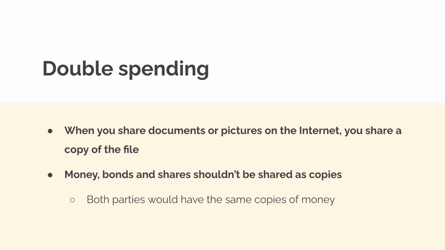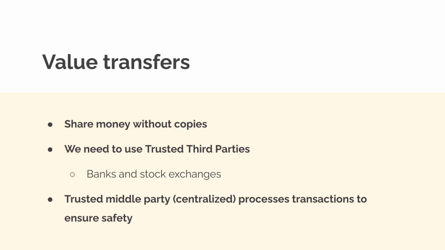How do we make a transaction without making a copy? Via the internet, if we want to share something else, we're making a copy. But how do we then share money without making a copy? Well, we can do what's known as a value transfer, which allows you to share money without making a copy. For that, traditionally, you need a trusted third party if you're not using a blockchain. These trusted third parties could be a bank or a stock exchange. This trusted middle party is centralized because it acts as the middleman to process transactions and ensure safety. In this way, we can send money without having a copy.